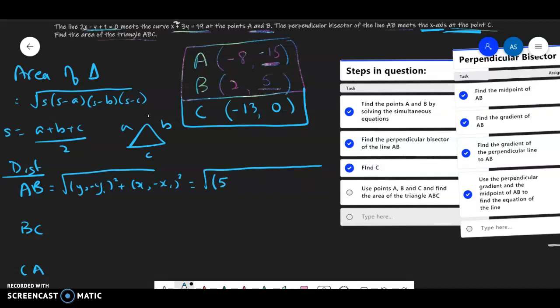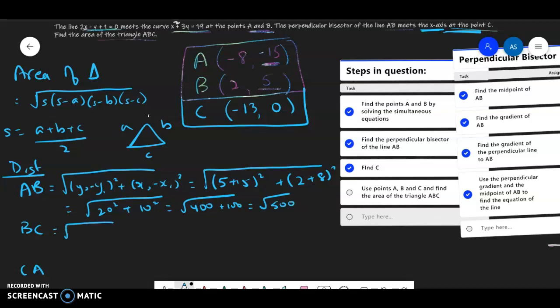I'll get 5 plus 15 squared plus 2 plus 8 squared. Now I got the plus because of the minus and the minus. I end up getting 20 squared plus 10 squared, which ends up being 400 plus 100, which is the square root of 500. Right? So I could leave that like that for now.